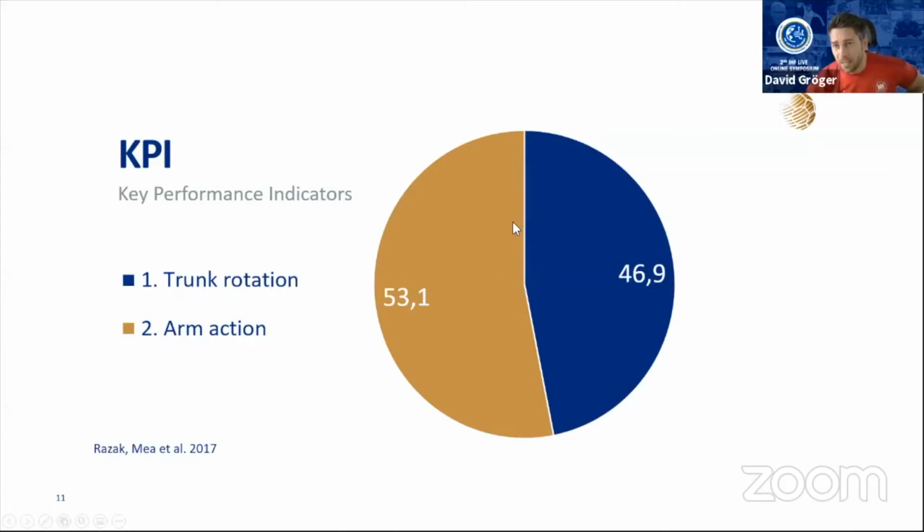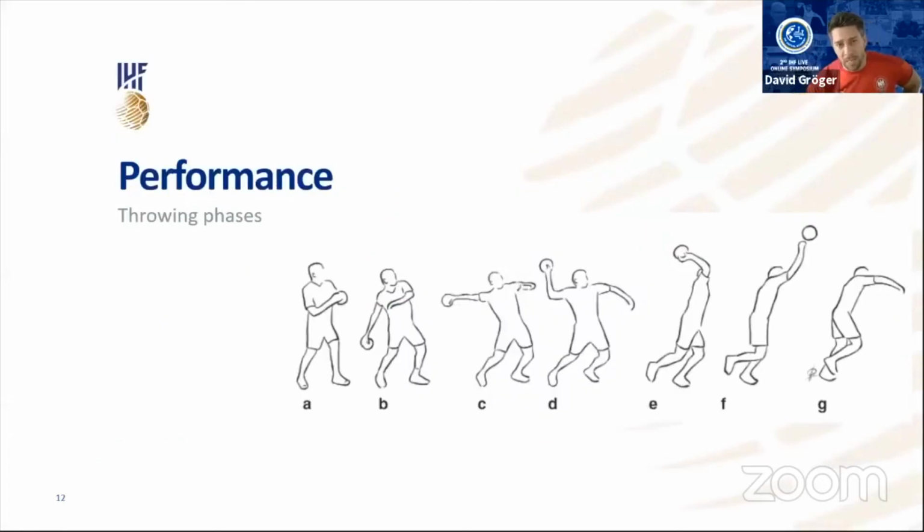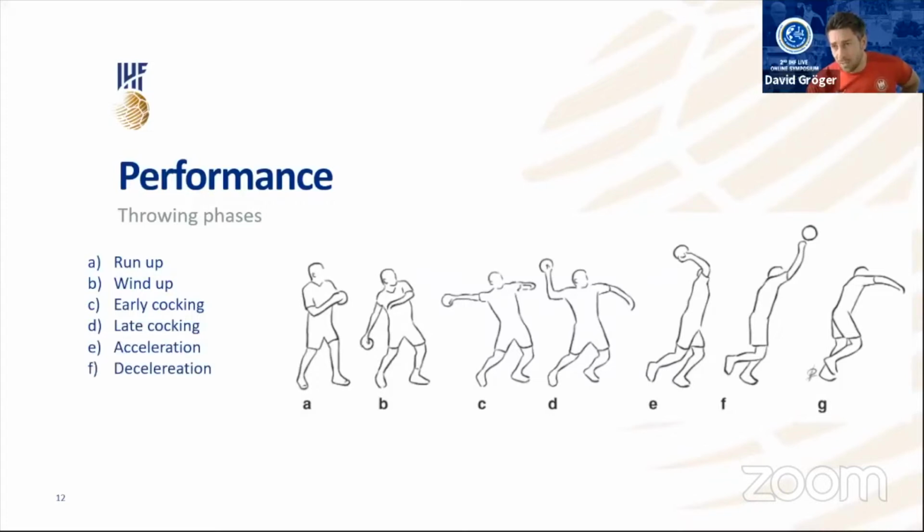So let's have a look at the throwing itself. It has different throwing phases, and the first is the run up. Then we have the wind up. We have the early cocking phase. We have the late cocking phase. We have the acceleration, of course, the deceleration, and the so-called follow through phase. Yeah, these are the isolated phases. It's the common picture, but yeah, it's nice to see.